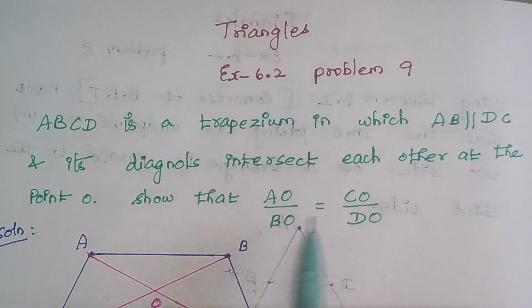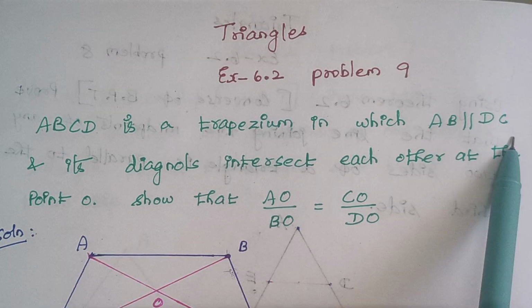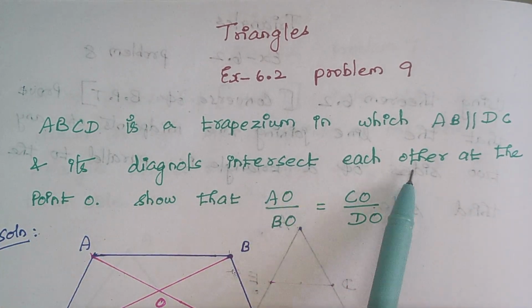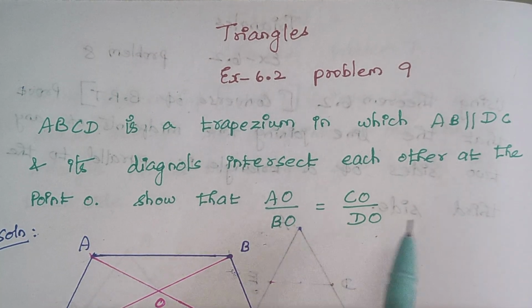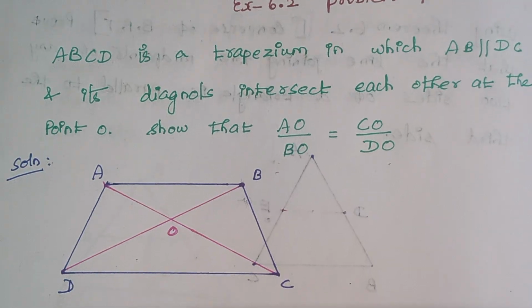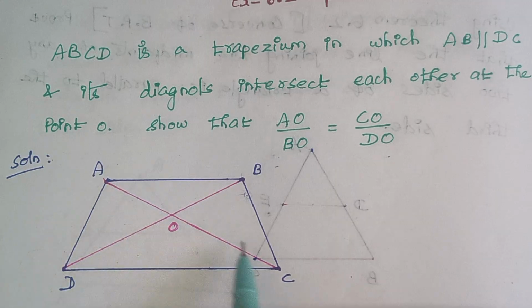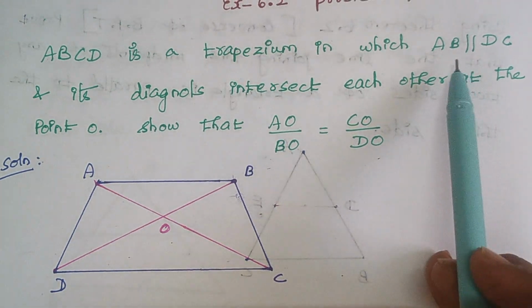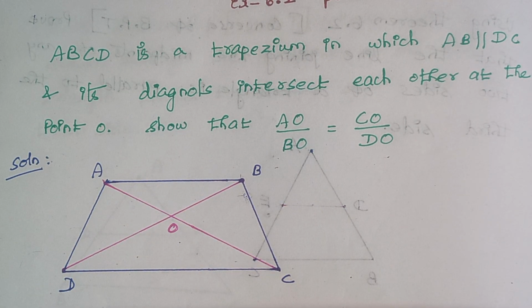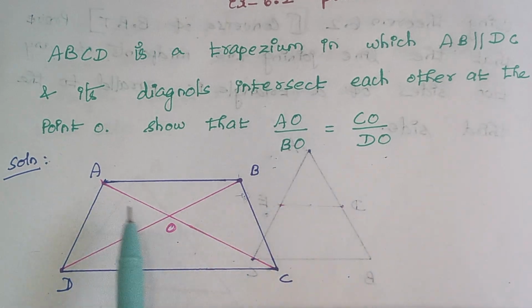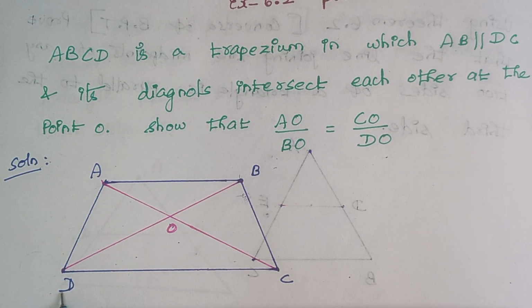Now problem 9. ABCD is a trapezium in which AB is parallel to DC and its diagonals intersect each other at the point O. Show that we have to prove this ratio. So here, ABCD is a trapezium, and the diagonals intersect at the point O. AB is parallel to DC. Here I need to prove AO by OB is equal to CO by DO.